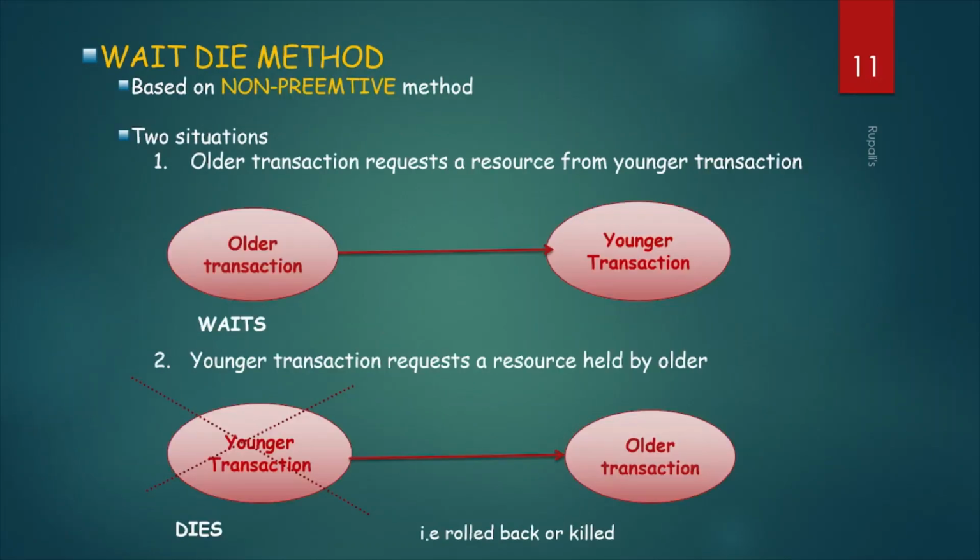So based on the non-preemptive method, we first discuss the wait and die method. Wait and die method is based on non-preemptive methods. There may be two situations. First is that an older transaction requests a resource from a younger transaction. Because it is the older one, it will wait. And if a younger transaction requests a resource held by the older one, because it is the younger one, it will die. That is, it should be rolled back or killed.